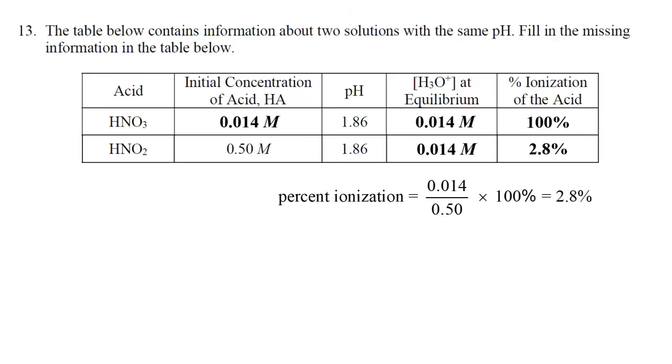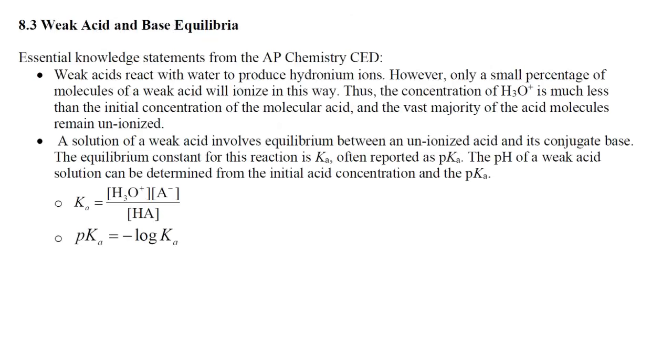Now that you've seen the answers to questions 12 and 13 in this packet, we are ready to make our transition to our last new topic in this packet. This is topic 8.3, weak acid and base equilibria. Here are the essential knowledge statements from the AP Chemistry course and exam description. Weak acids react with water to produce hydronium ions. However, only a small percentage of molecules of a weak acid will ionize in this way.